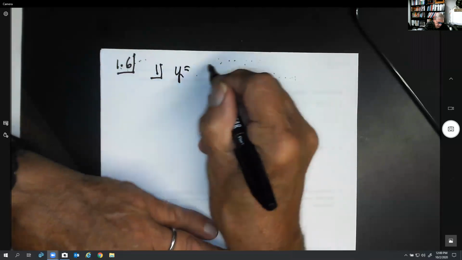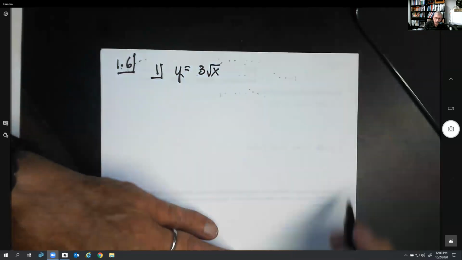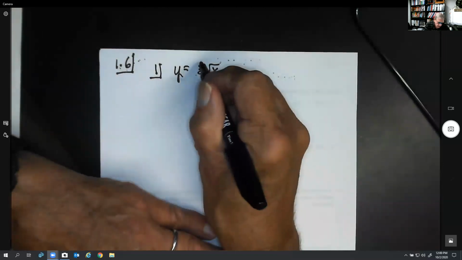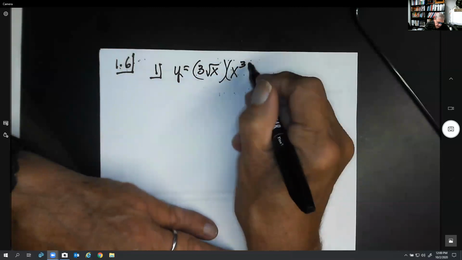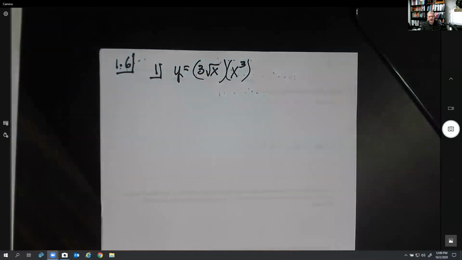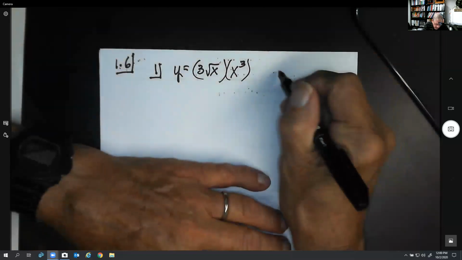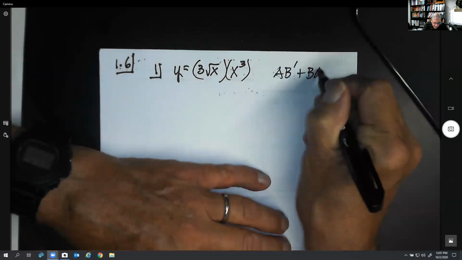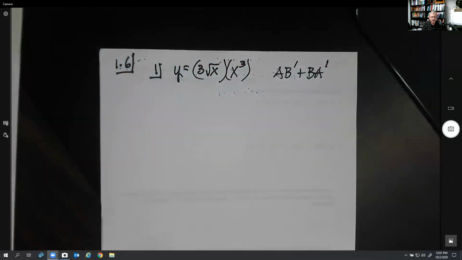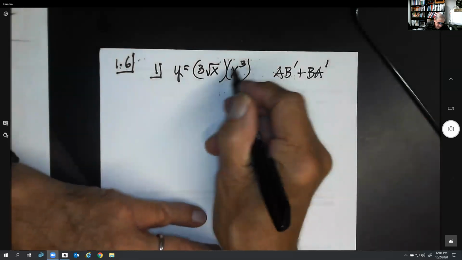y equals 3 square root of x, I believe it was, times x cubed, right? Normally what we would do is just multiply these together, and I'll do that in a second, but they wanted you to use that rule I was showing, AB prime plus BA prime. So that's okay, they wanted you to do it that way. There's an easier way, but let's try that and see. The first thing we want to do is break this out of the square root.